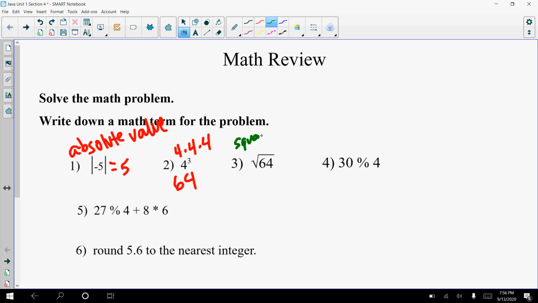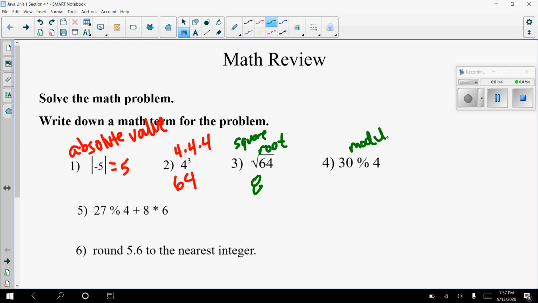Square root of 64 is 8. Okay, good, we are still recording. So the square root of 64 is 8. Now remember from yesterday, this is modulus. 30 divided by 4 is 7, right? With a remainder of 2. So the answer to this is 2.